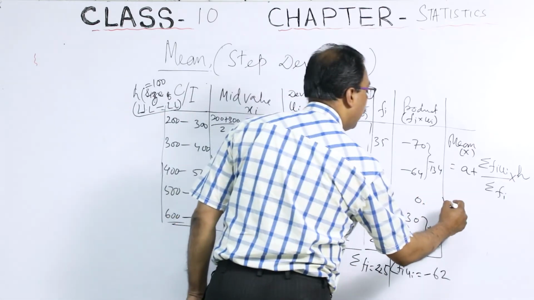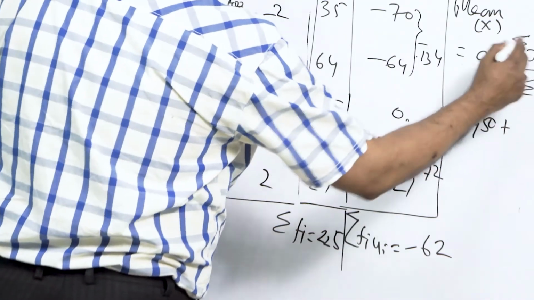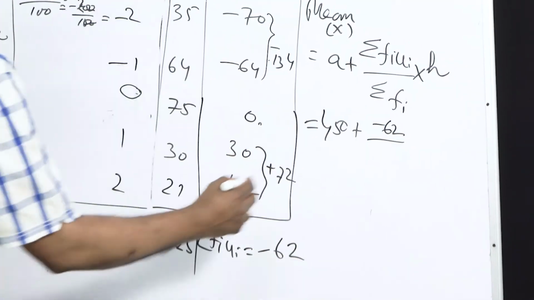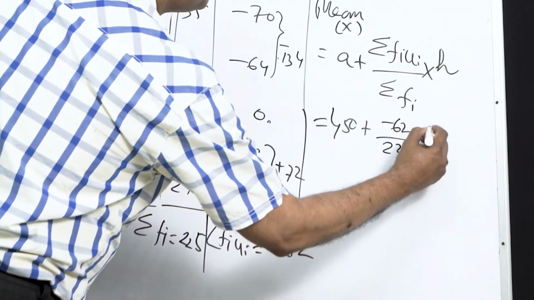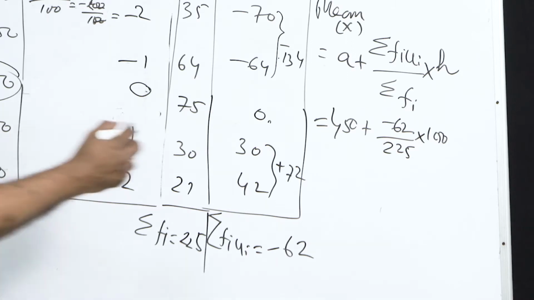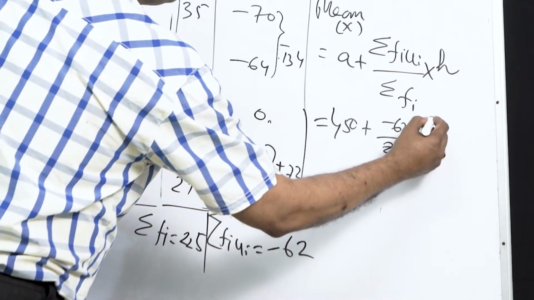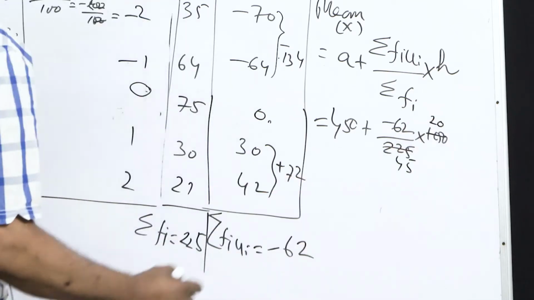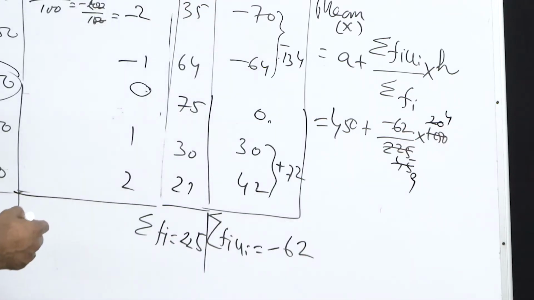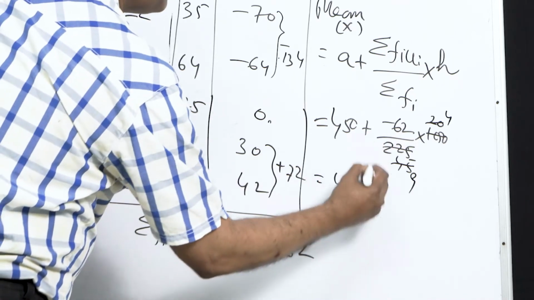So got the value. Now we put the value here. What is A? 450. 450 plus sigma A phi Ui. What is sigma? Minus 62 by sigma A phi is 225. And it is multiplied with 100 because H is 100 here. We already consider H is 100. Now with cancellation you can do. Say 5, 4s are 20, 5, 5, 25, 5, 2s are 10, 0. Again you can do by 5. 5 9s are 45. 5 4s are 20. Yes or no? So, if you cancel, cancel. Otherwise, just keep it 450 plus minus minus multiply.